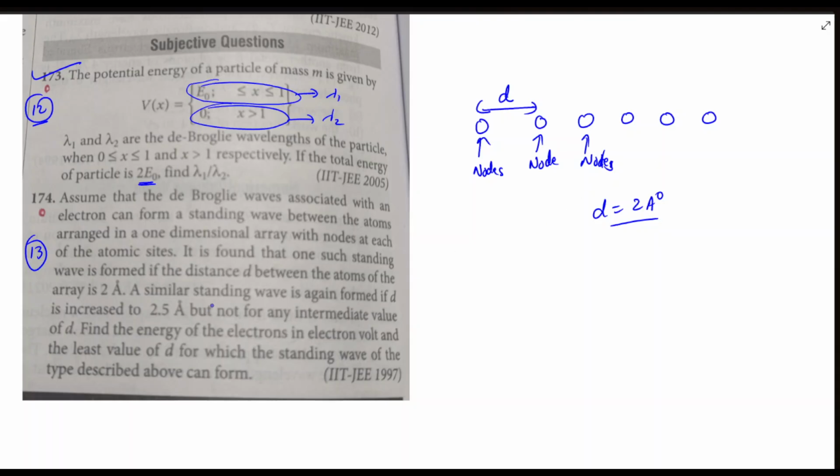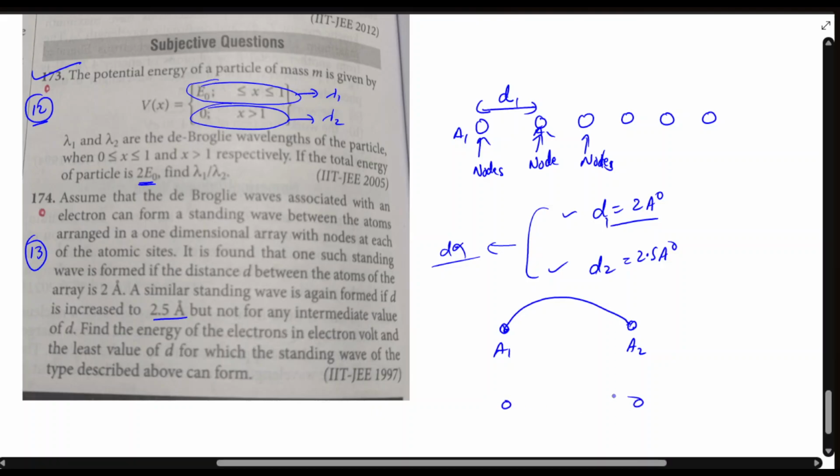We get a standing wave. Now a similar standing wave is again formed if D is increased to 2.5 angstrom. So this is, let's say, D1. Now if D2 is 2.5 angstrom, then again we can get standing waves, but not for any intermediate value. So between them, there is no value of D for which we get a standing wave. Okay, so let's make the situation. Let's say this is atom 1, this is atom 2. Now at these, nodes will be there. So the situation can be like this, or it can be like this.